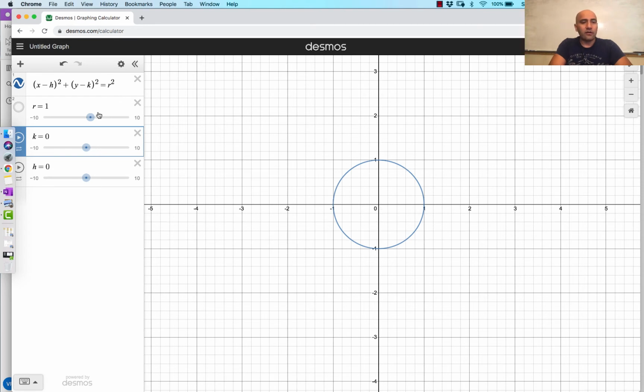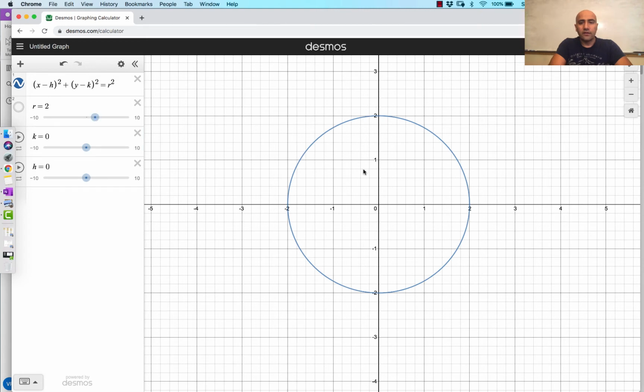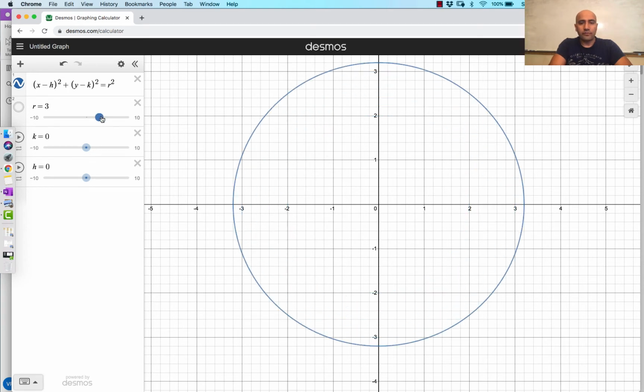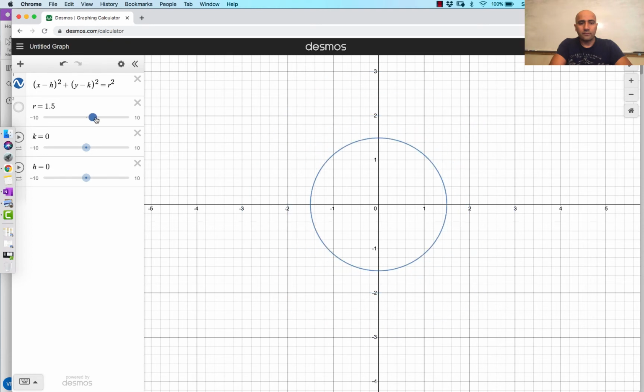If we change the r value to be something a little bigger, say around there, here we have a circle of radius 2. So this is what it looks like. And of course, it could just grow bigger and bigger and bigger. Or smaller.